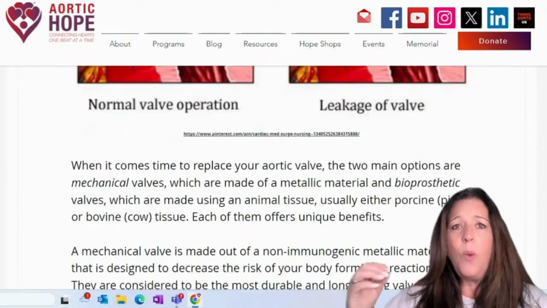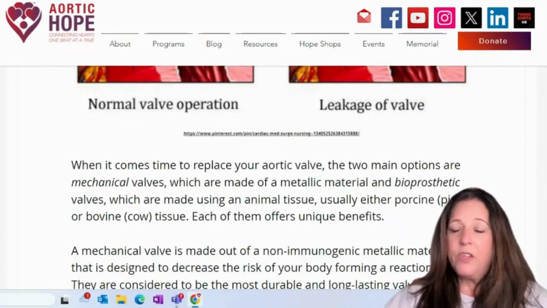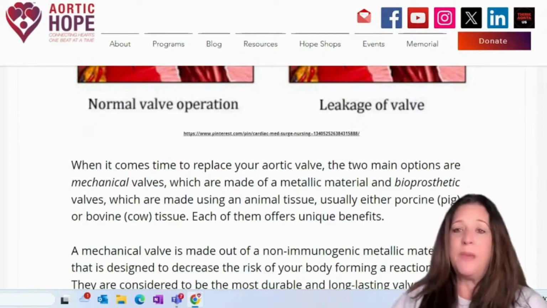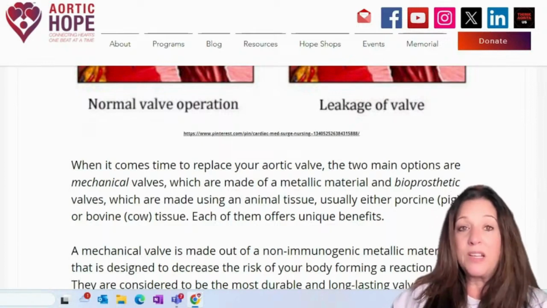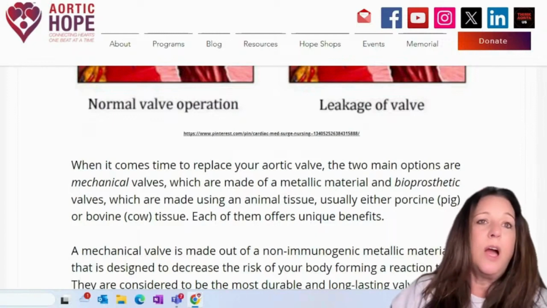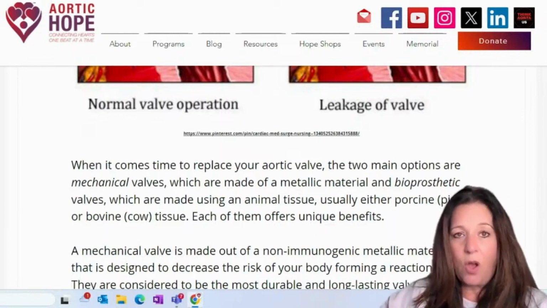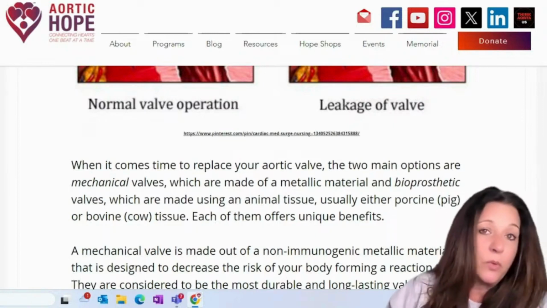Okay. When it comes to replacing your aortic valve, there are two options. You can have a mechanical valve, which we talk about all the time. It's made of a metallic material. Or you can have a bioprosthetic valve, which is made using animal tissue, and that's either pig or cow tissue. Okay. Each of these types offers its own benefits, and also offers what you might view as a con.